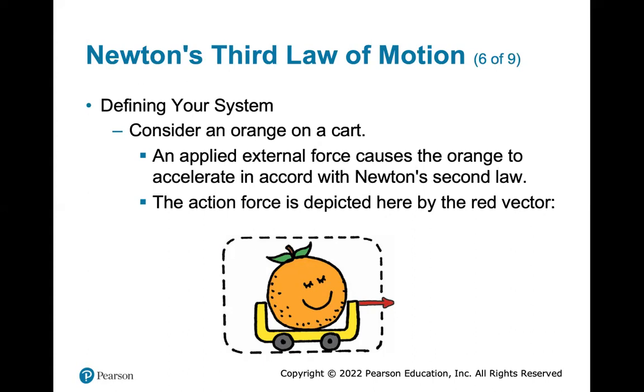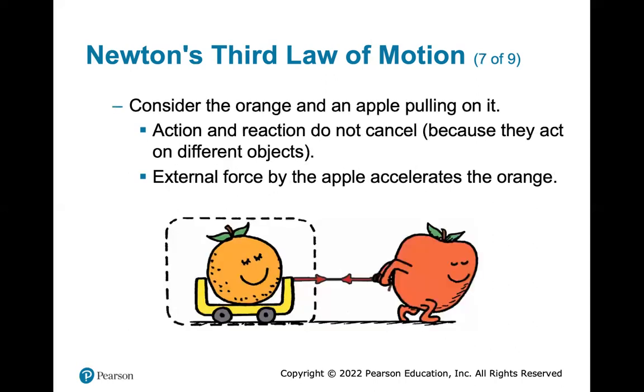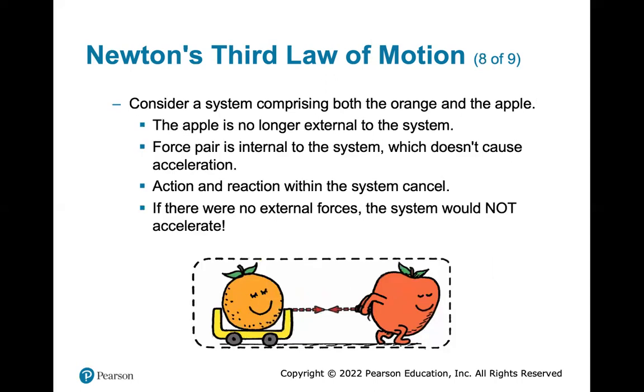Define your system. Consider an orange on a cart. An applied external force causes the orange to accelerate in accord with Newton's second law. The action force is depicted here by the red vector. Now, the reaction force, consider the orange and an apple pulling on it. Action and reaction do not cancel because they act on different objects. The external force by the apple accelerates the orange.